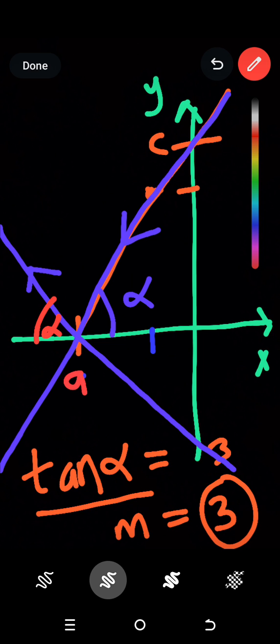Now what will I do to get the equation of this new line L1? I will first of all need to find the equation of this line L. All right, if I find the equation of this line L, then it will be easy for me to get the equation of L1. So this diagram is already full.